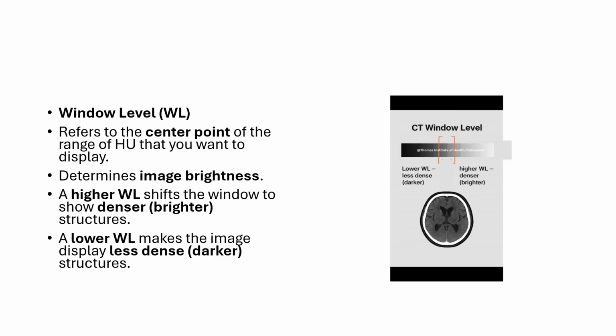Window level refers to the center point of the grayscale. It determines the image brightness. A higher window level shifts the window to show denser, brighter structures. A lower window level shifts the scale to display less dense, darker structures. For example, bone is dense and shows up bright on the CT image, whereas air is less dense and appears on the image as dark.